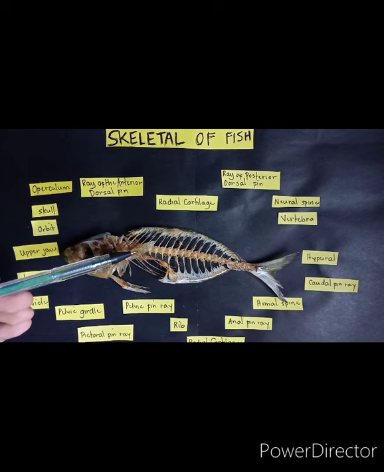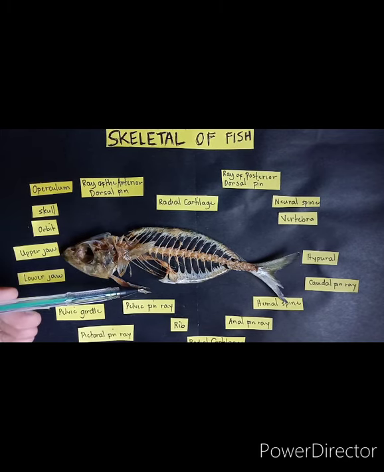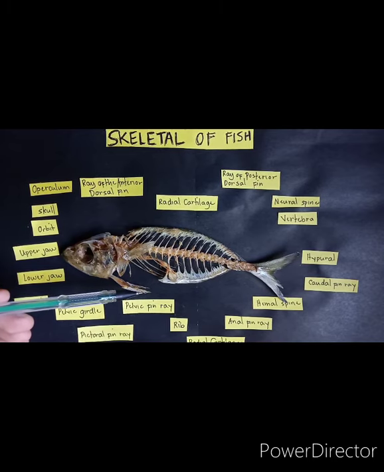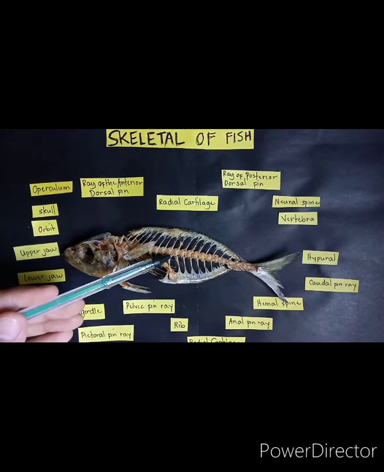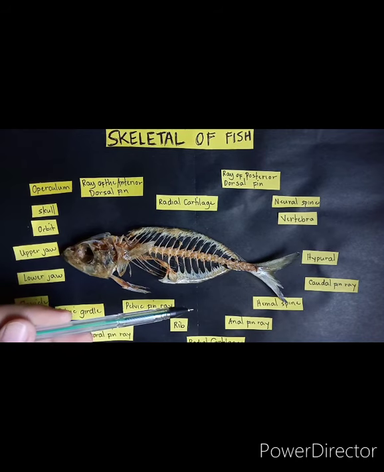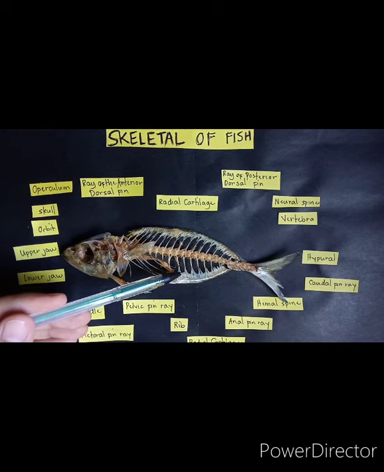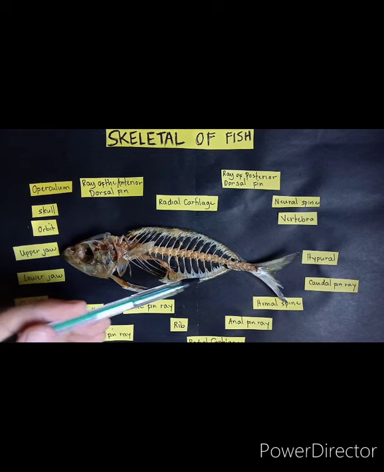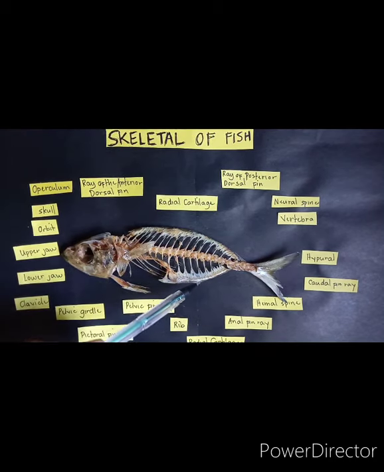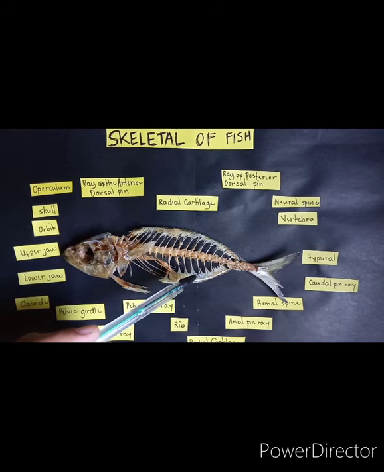Pectoral fin ray, bone forming the chest fin. Pelvic fin ray is the bone forming the fins of the pelvis. Ribs are the bones forming the thoracic cage. Radial cartilage, elastic substance of the radius. Anal fin ray is the small bones forming the fin.